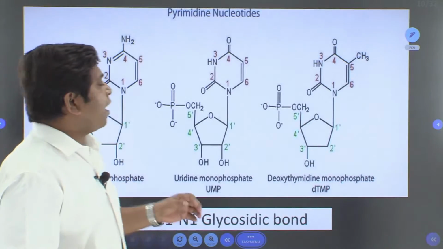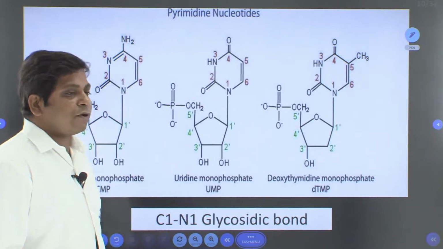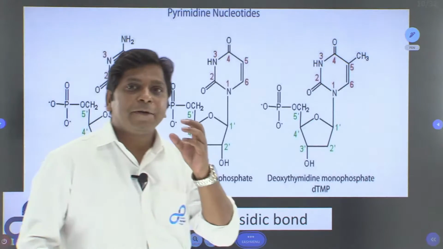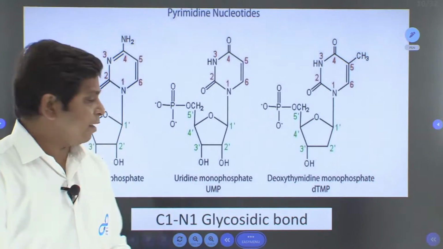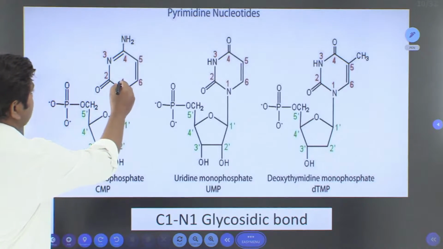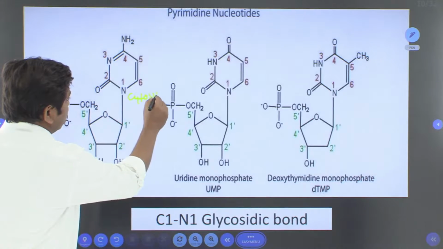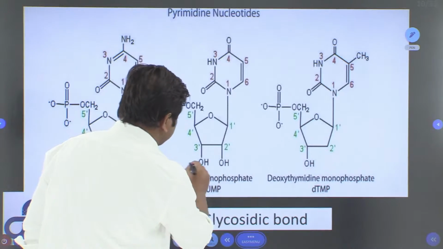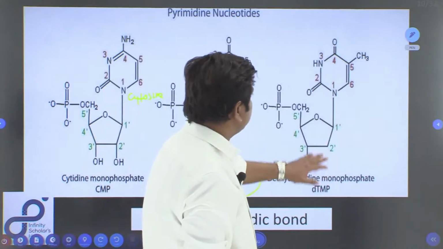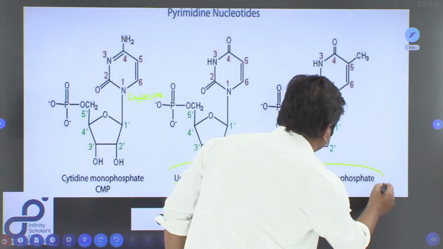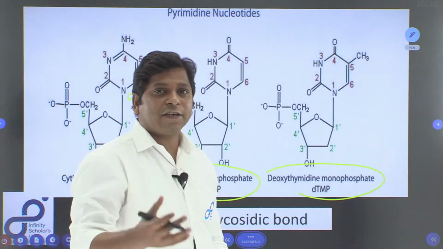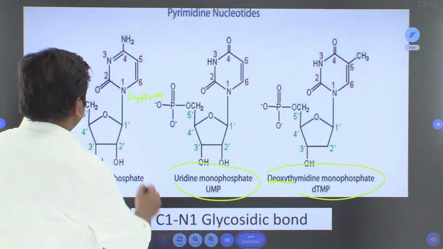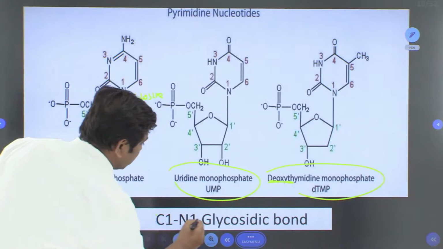So, let us now look at examples of some pyrimidine based nucleotides as well as purine based nucleotides. If we talk about the pyrimidine based nucleotides, there are three different pyrimidines which exist in DNA and RNA. For example, if it is linked with cytosine, then the nucleotide formed is called cytidine monophosphate. If it is linked with uracil, it will be called uridine monophosphate. And if it is linked with thymine, it will be called thymidine monophosphate. And if it is a DNA molecule with deoxyribose, it will be called deoxythymidine. And the linkage happening here with the sugar molecule is a C1N1 glycosidic bond.